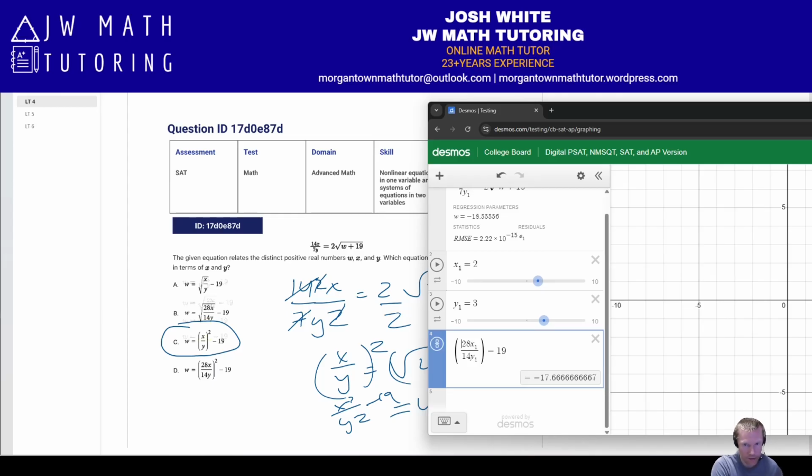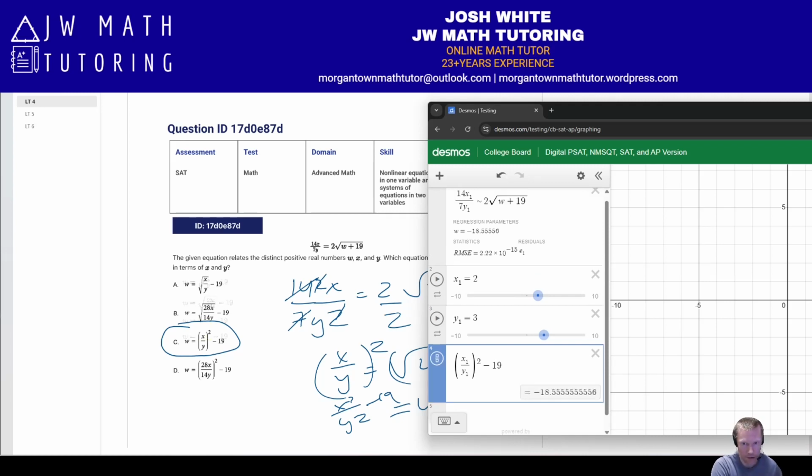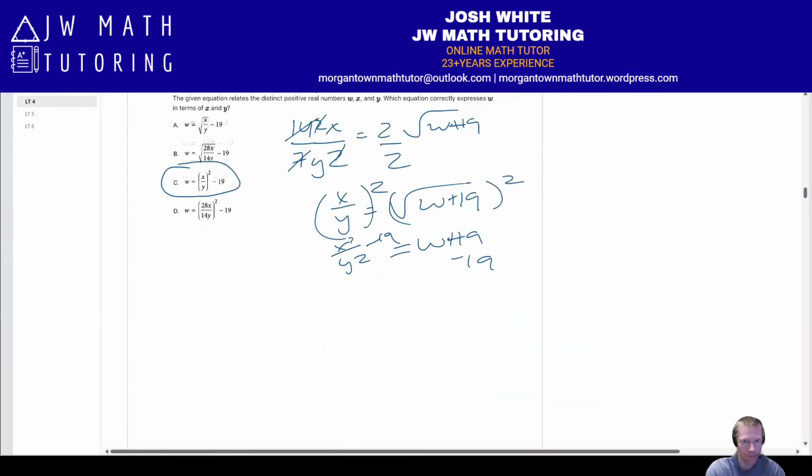Now I can get rid of this. I can send this back here. I can raise this. Notice I have the exact same value now. This confirms that letter C is correct. So this is how you could do this problem of solving a formula for a letter using regression and sliders, and essentially it's like the process of picking numbers.